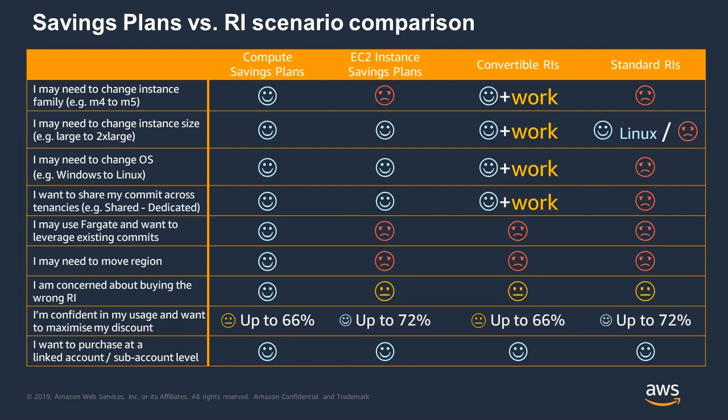If you're confident in your usage and want to maximize your discount, then EC2 Instance Savings Plans or standard RIs might still be the right option. However, the small drop in discount, 72% down to 66%, may or may not warrant something that's more restrictive and requires more management. And finally, if you want to purchase at a linked account level or sub account level to make sure the discount first goes to that account, that's possible under all of the models.